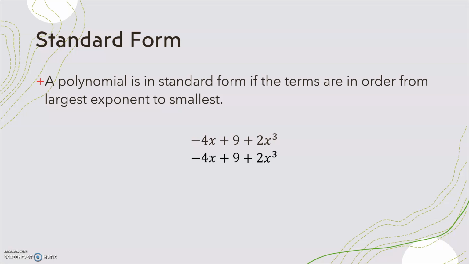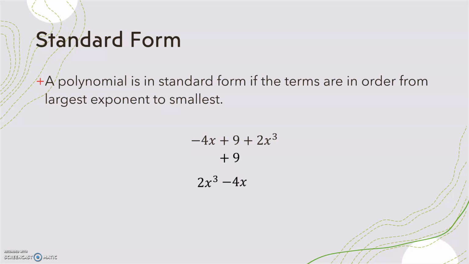Standard form for a polynomial means that the terms are written in order from largest exponent to smallest exponent. So this is an example of a polynomial that is not in standard form, but what we do to put it in standard form is we rearrange our terms, moving the sign with the term. So that positive 2x cubed would be written first. It's not traditional to write the plus sign next to that because it's implied that it's positive. So if it's in the front, we don't put a plus sign with it.